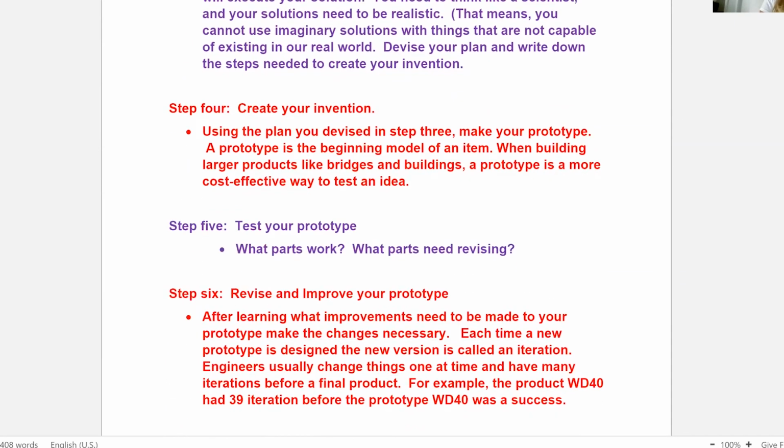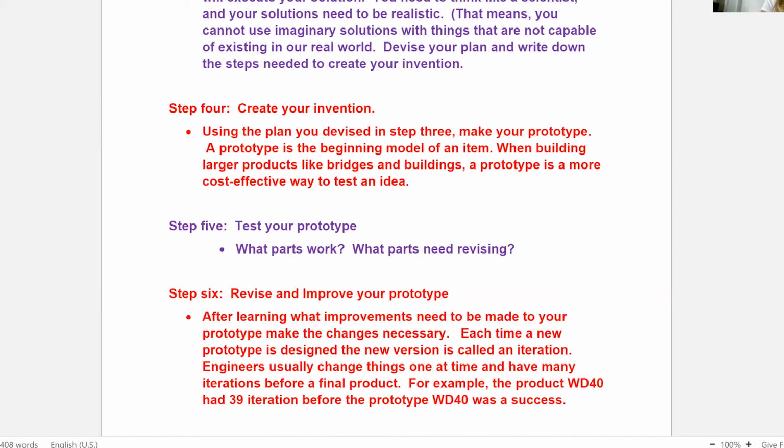Step 4 is create your invention. Using the plan you devised in step 3, make your prototype. A prototype is the beginning model of an item. When building larger products like bridges and buildings, a prototype is a more cost-effective way to test an idea. Step 5, test your prototype. What parts work? What parts need revising?